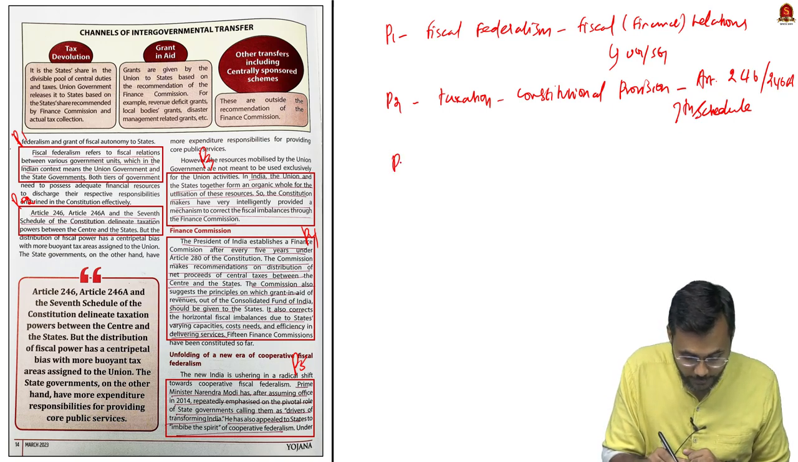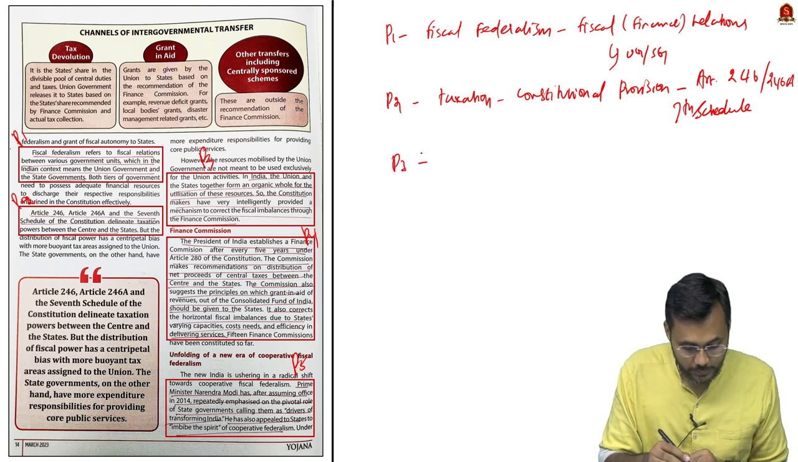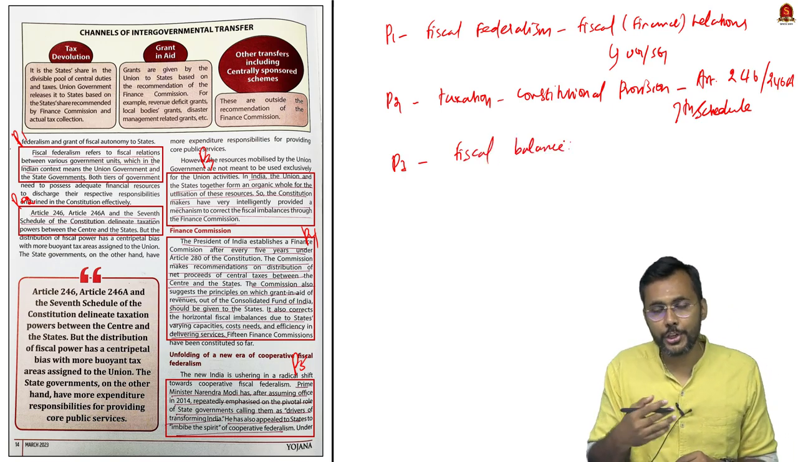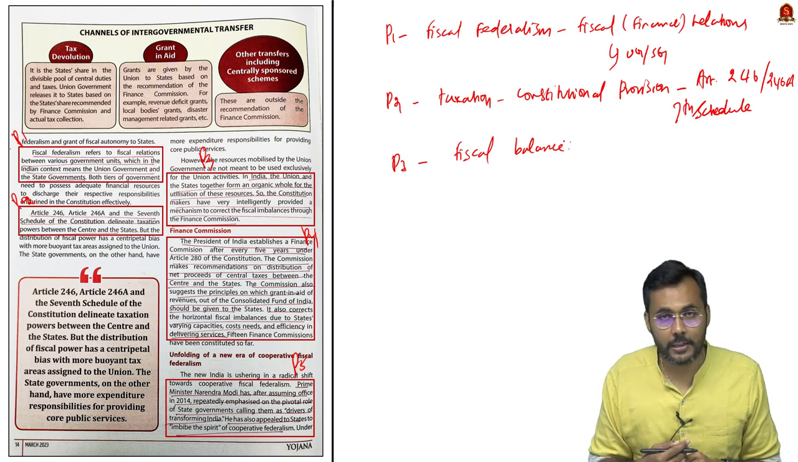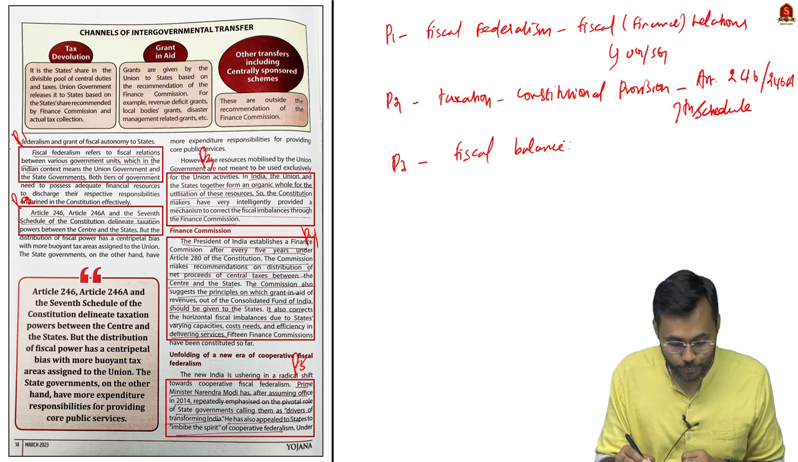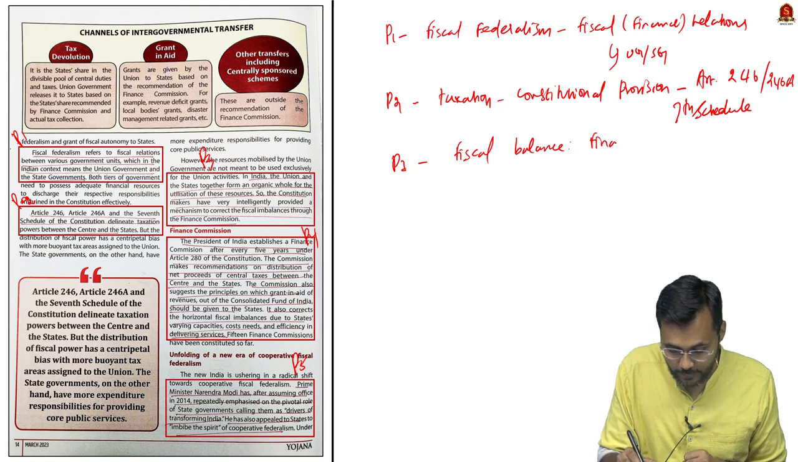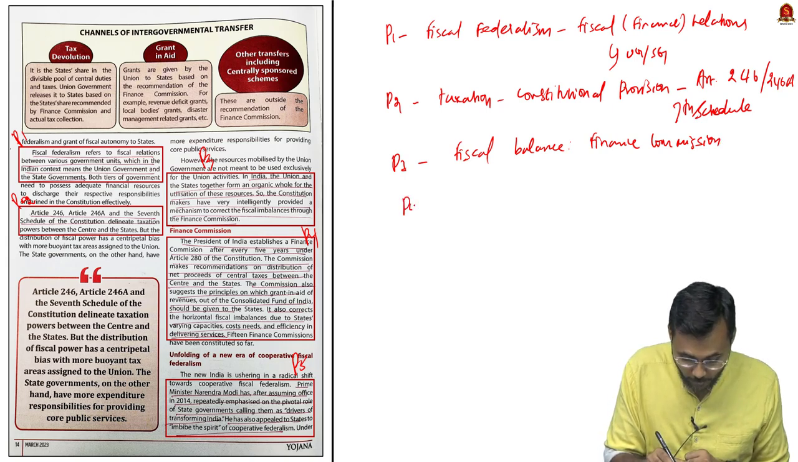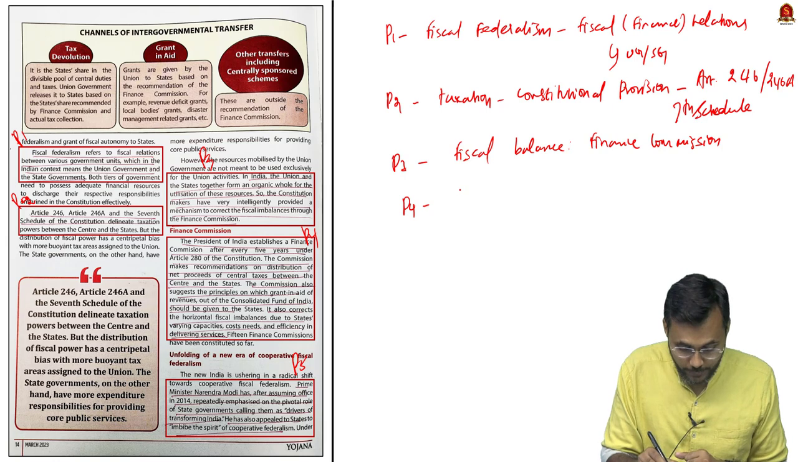Whereas paragraph 3 says about the importance of balancing fiscal dimensions. For fiscal balance, as we know, revenues need to be shared between union and state. To achieve this fiscal balance, in our Indian constitution we have this office called Finance Commission. That is given in this paragraph 3. And paragraph 4 speaks about the Office of Finance Commission. Finance Commission is part of Article 280. This is given in the Indian constitution.